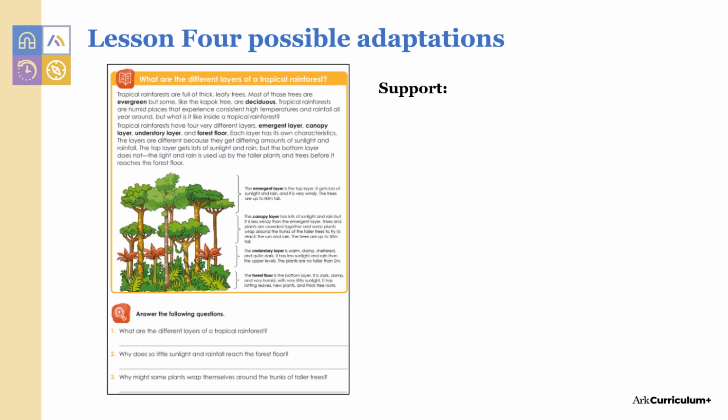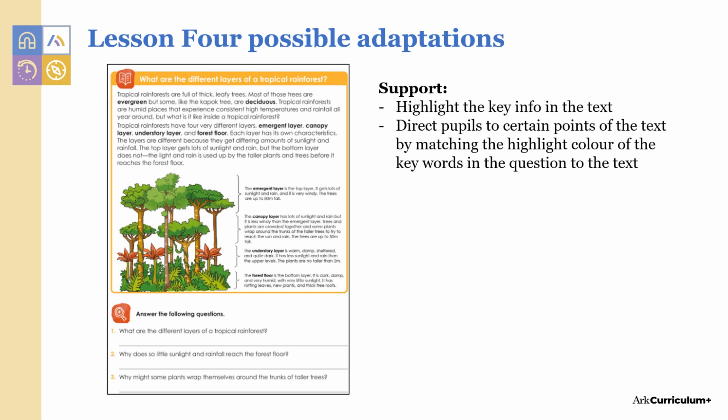To support pupils in lesson 4, you could simply highlight the key information in the text or direct pupils to certain points of the text by matching the highlight colour of the keywords in the question to the keywords in the text. You could also print the corresponding slide off so the text is larger for pupils to read.